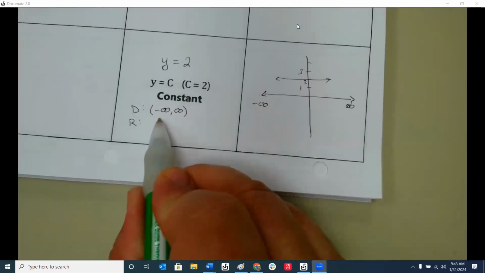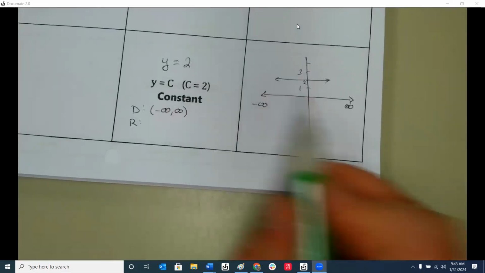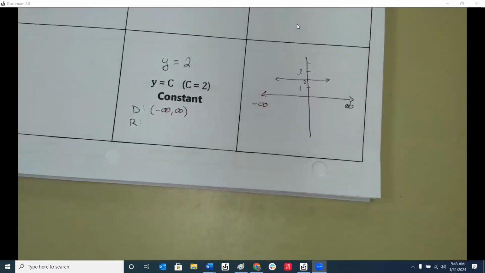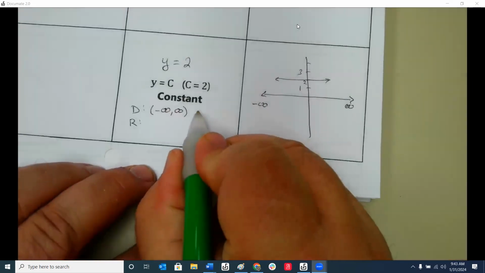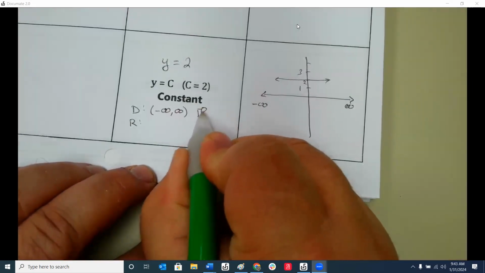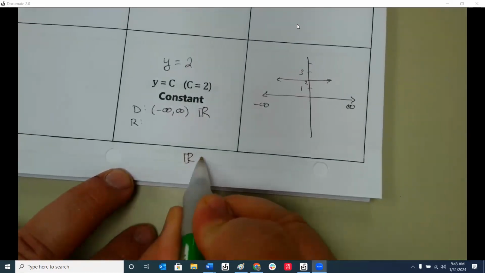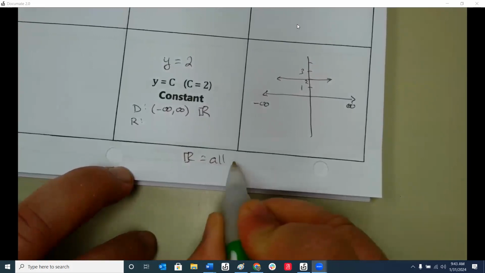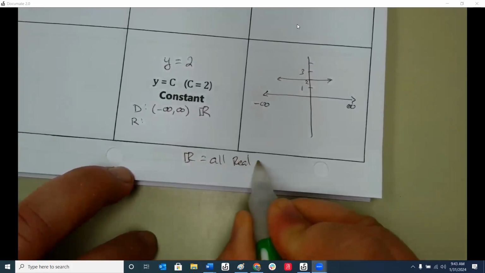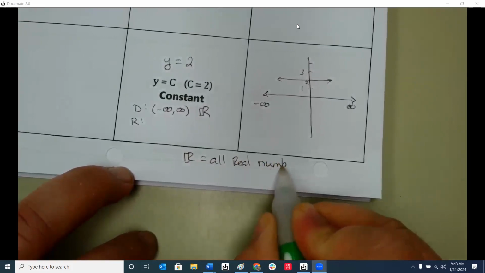Now, another way you can write this, since this is all the x values possible, is we call that all real numbers. It stands for all real numbers.